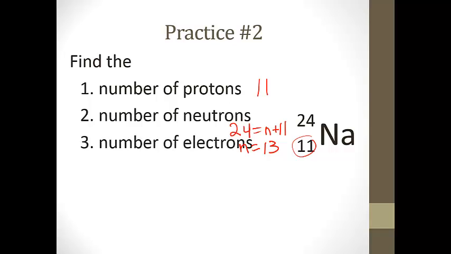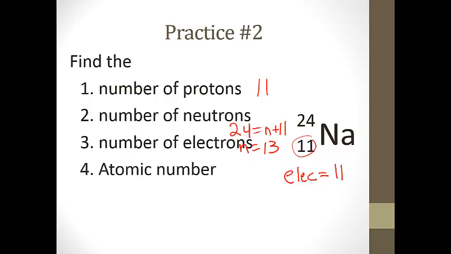The number of electrons that we have, again, protons are going to equal electrons in most cases. We'll get to some examples where they don't, but right now everything's neutral. We don't have any differences as far as that's concerned. So our electrons, since I ran out of room, is also 11.